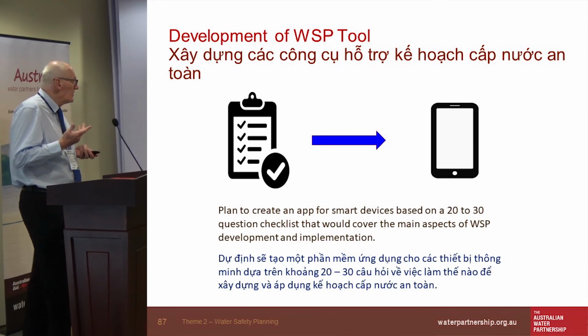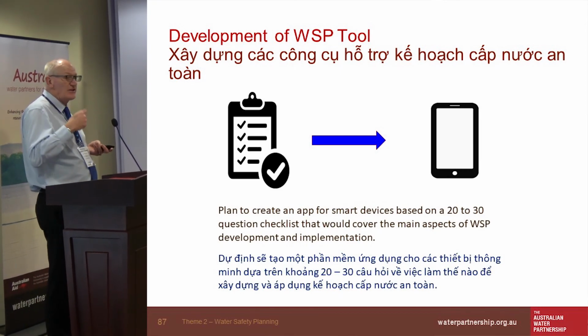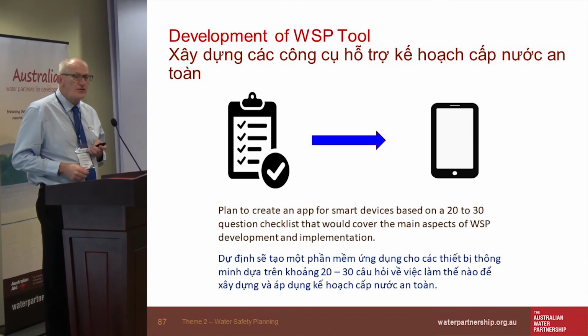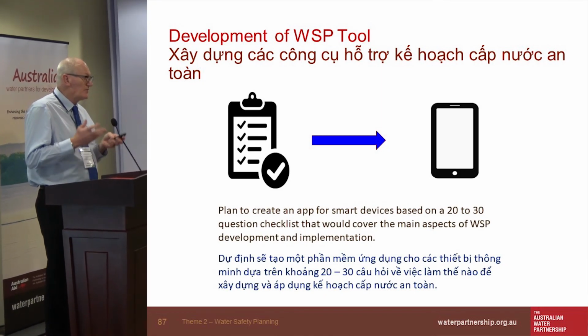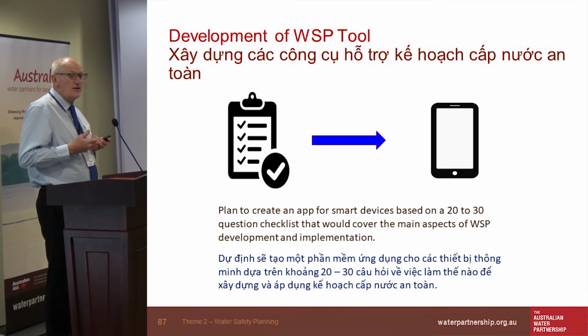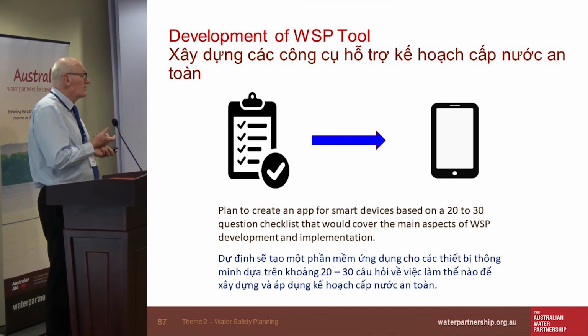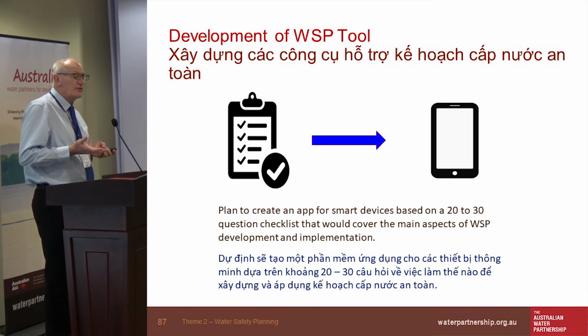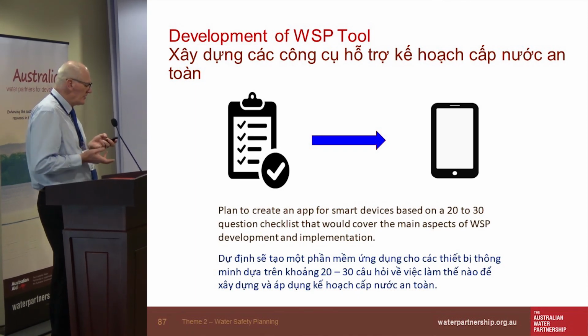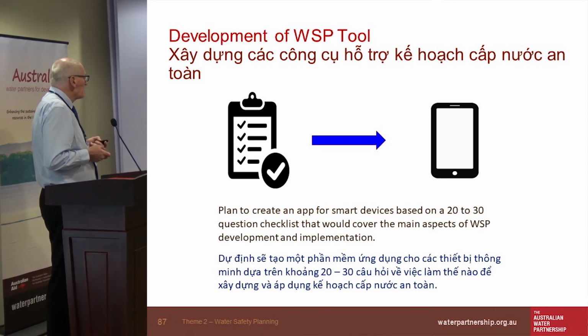So what we'd like to do is then create an app for smart devices that's based around 20 or 30 questions, which acts as a bit of a checklist of the main features that you want to cover in a water safety plan. Because most people in Vietnam, I guess, do have smart devices. You can have it in the field when you're out around at your water enterprise or your water treatment plant, and use that to work out whether you've got your water safety plan in good order or not.